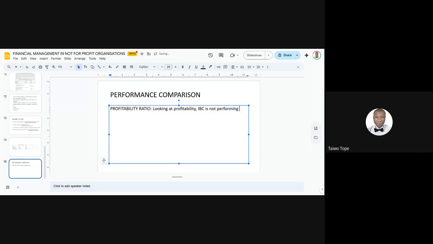Let me say it's not performing well. So it performed poorly. Anytime you are trying to compare, you always state the relationship between the two organizations. So it performed poorly compared to the industry average. Compared to the industry average of the private sector.